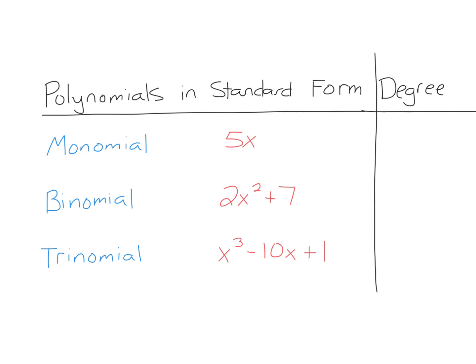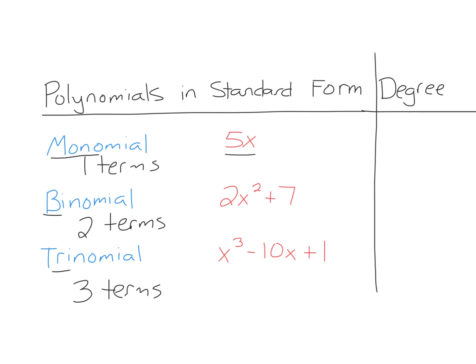So polynomials in standard form, we have 3 different types. We have a monomial, which mono means 1. So a monomial means it has 1 term, 5x. If it has 1 term, it's a monomial. If it has 2 terms, that's a binomial. And then trinomial, it has 3 terms.